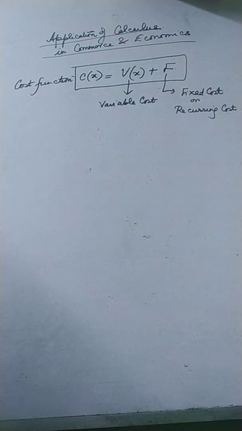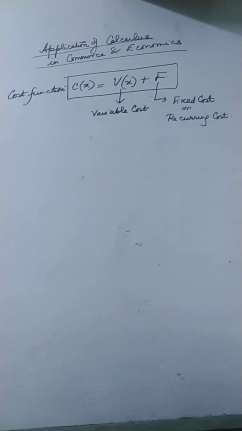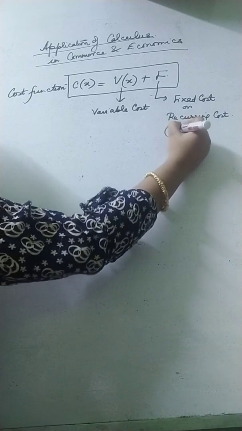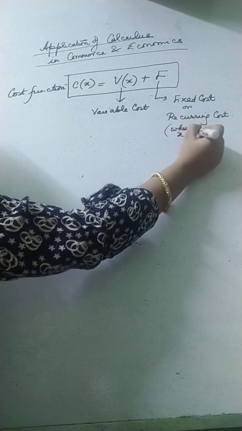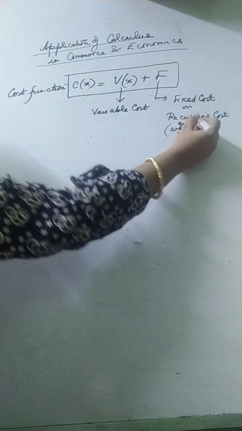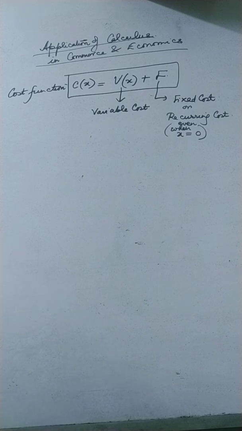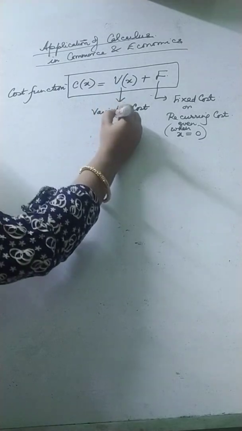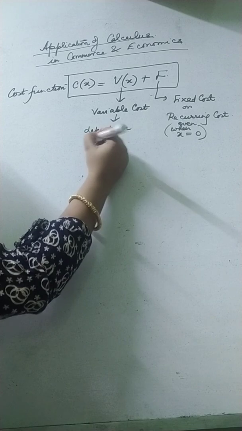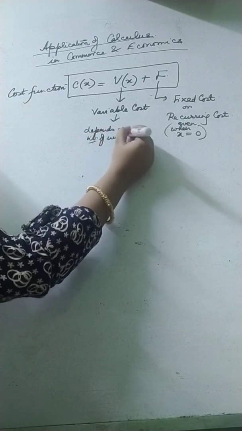Okay, it is the recurring cost because it keeps recurring, and in fact it exists even when x is equal to 0. That means even when there is no output, or when there is no number of units being manufactured, then also you have to bear this cost. And variable cost, as I said, it depends on number of units x.